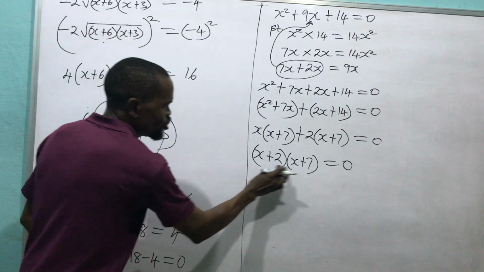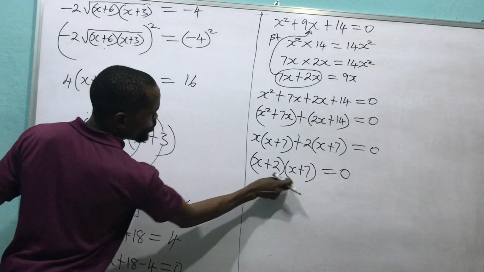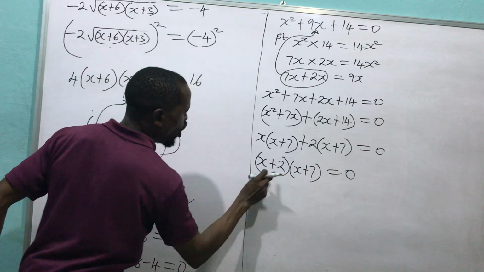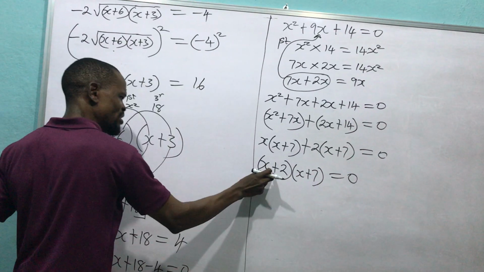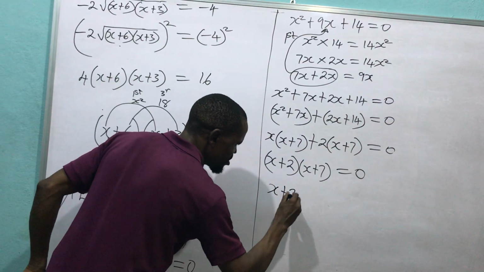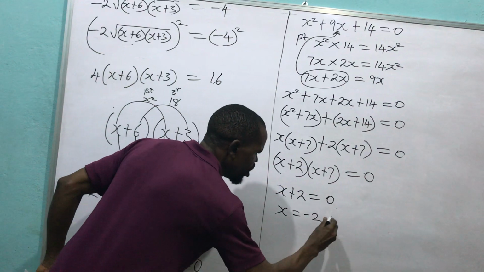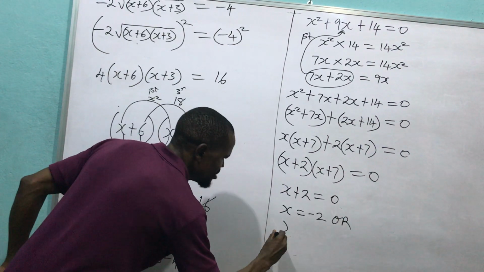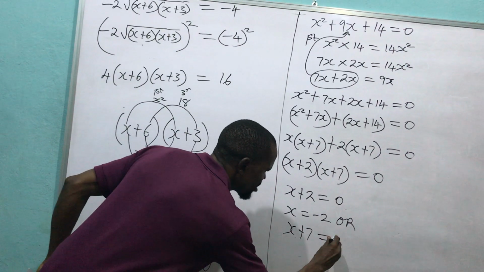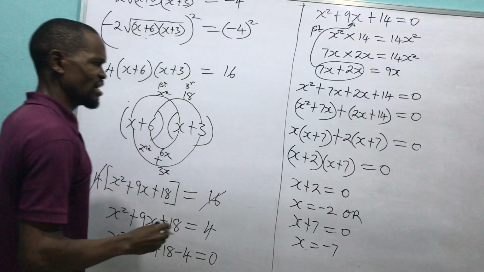So for these two things to multiply themselves and the answer is 0, it means that either this one is 0, which multiplied by this one makes the answer 0, or this one is 0, which multiplied by this one makes the answer 0. So therefore I can say you are the 0 that caused that problem. Therefore x is minus 2. Or you are the 0, x plus 7, you are the 0 that caused the problem. Therefore x is equal to minus 7. I think we are there.